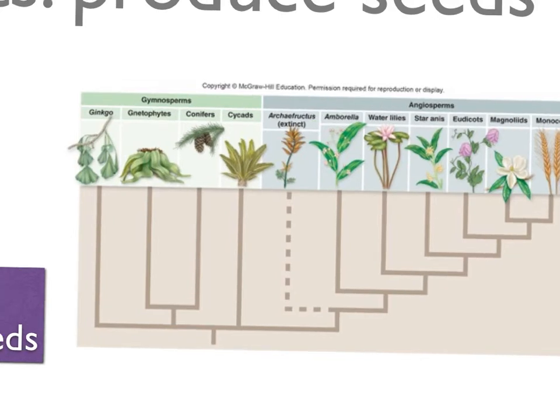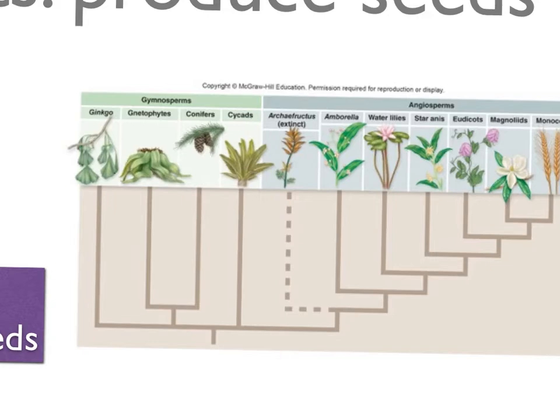Okay, so here's some different gymnosperms that we still have. Ginkgo, we have conifers, cycads, gnetophytes, I'm not sure what that is. There's a bunch of different ones, and then there's these angiosperms. It looks like Archaefructus is perhaps the kind of basal angiosperm, maybe, I don't know, 150 million years ago.